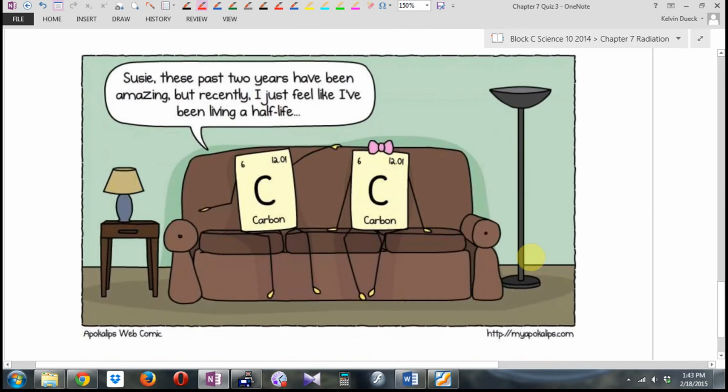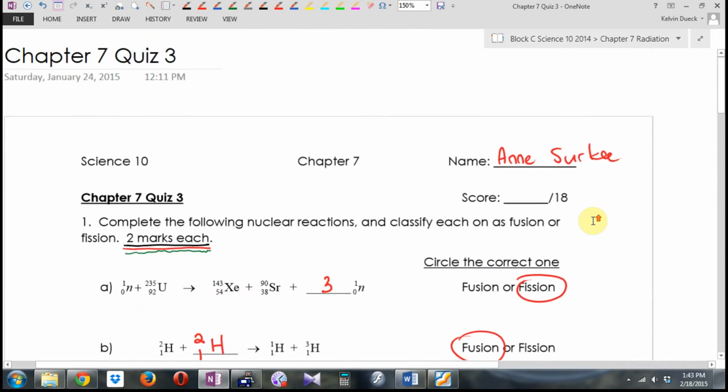Oh, there you go. I did say you could do it with dating. Carbon dating? Oh. Okay, tough audience. Can you give yourself a score on this quiz, please, out of 18?